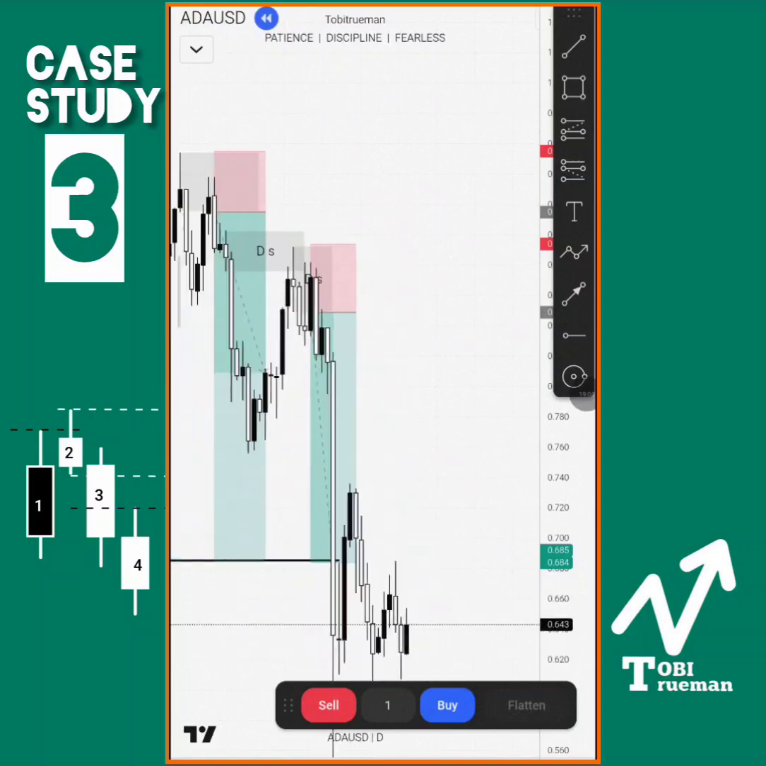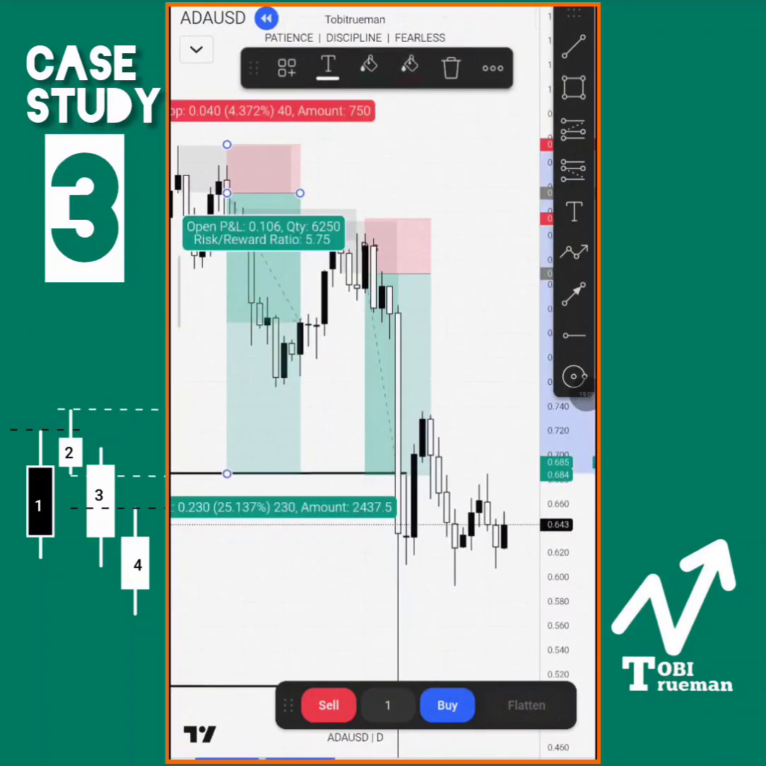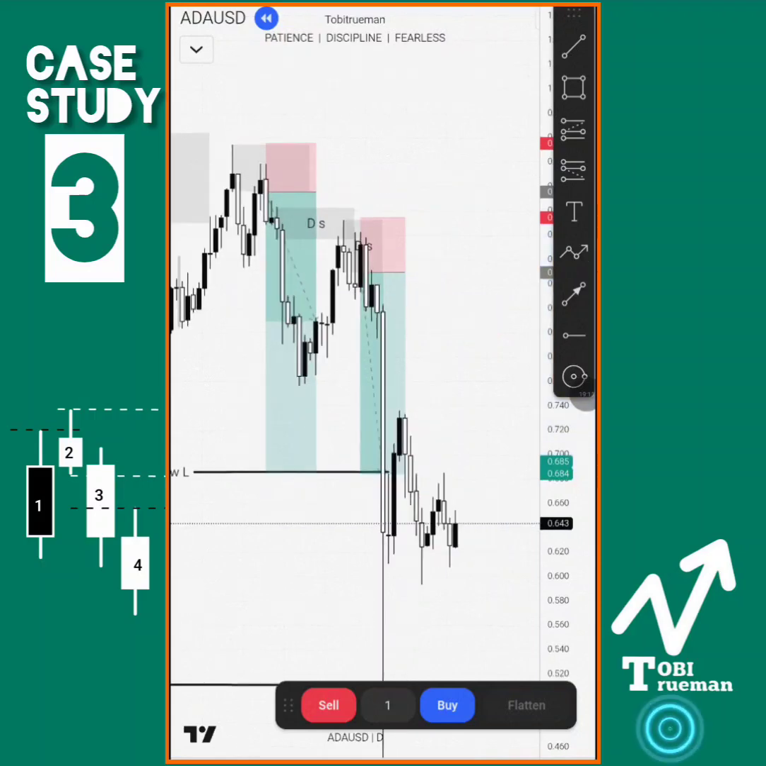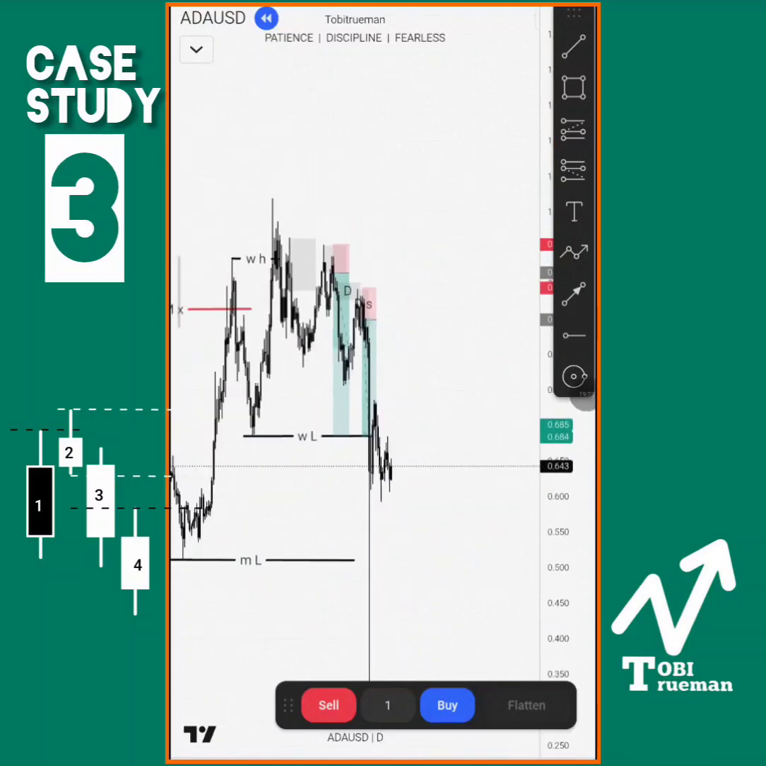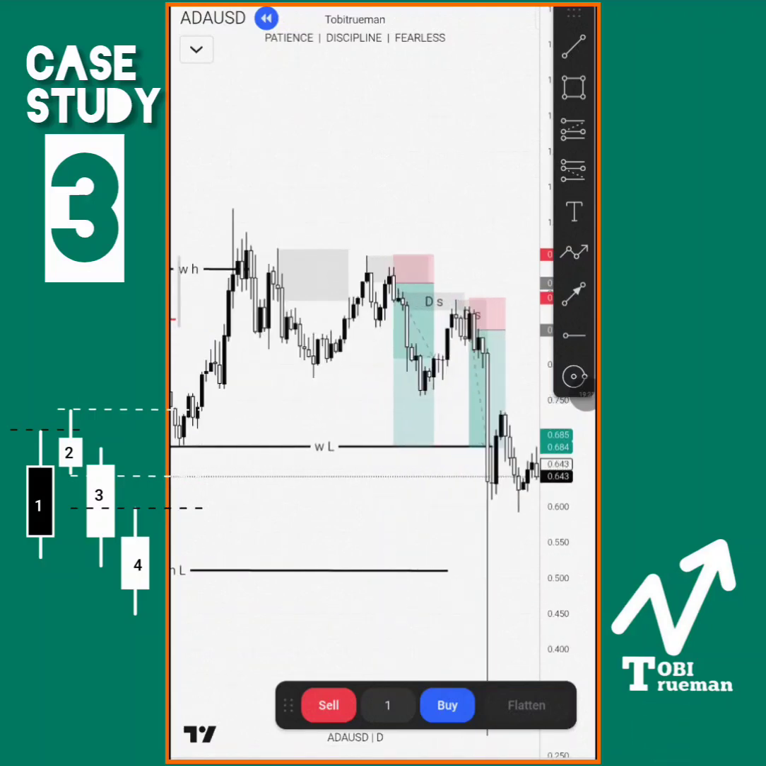You see, this was a very beautiful trade. So what do we have here? We have 5.79 and 3.67. That's about 9 risk to reward on this trade. And this is very simple if you just follow the formula: looking from the monthly to the weekly, and then from the weekly to the daily.